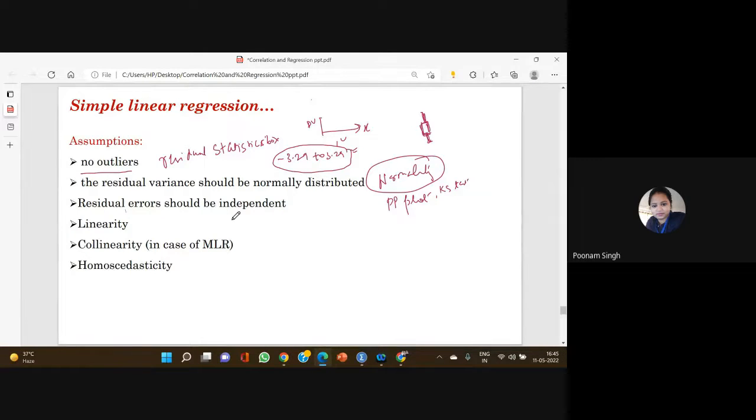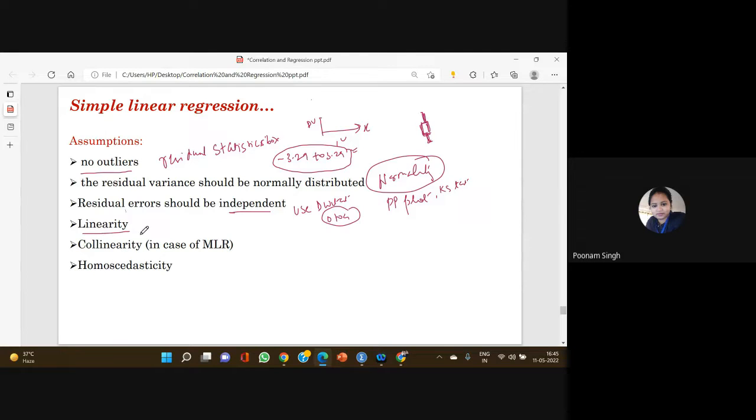Residual error should be independent. It means residual errors should be independent. They should not be auto-correlated. And it means independence of observation should also be checked. For that, use the Durbin-Watson test, DW test, for independence of errors. And your Durbin-Watson statistic should range between 0 to 4. If it is close to 2, then it will be much better.